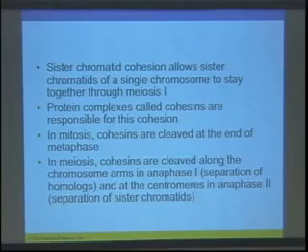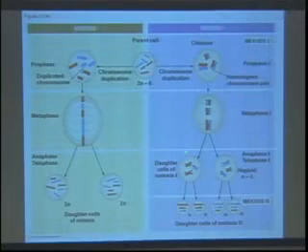But in meiosis, the cohesins are cleaved along the chromosome arms in anaphase 1, right, which allows the separation of homologs. But the centromeres stay connected. Okay, and the cohesins don't cleave there until anaphase 2, which allows separation of sister chromatids. And that's responsible for the pattern, or the events that go on in meiosis. Okay, and again, that's just a summary diagram giving you the similarities and differences.